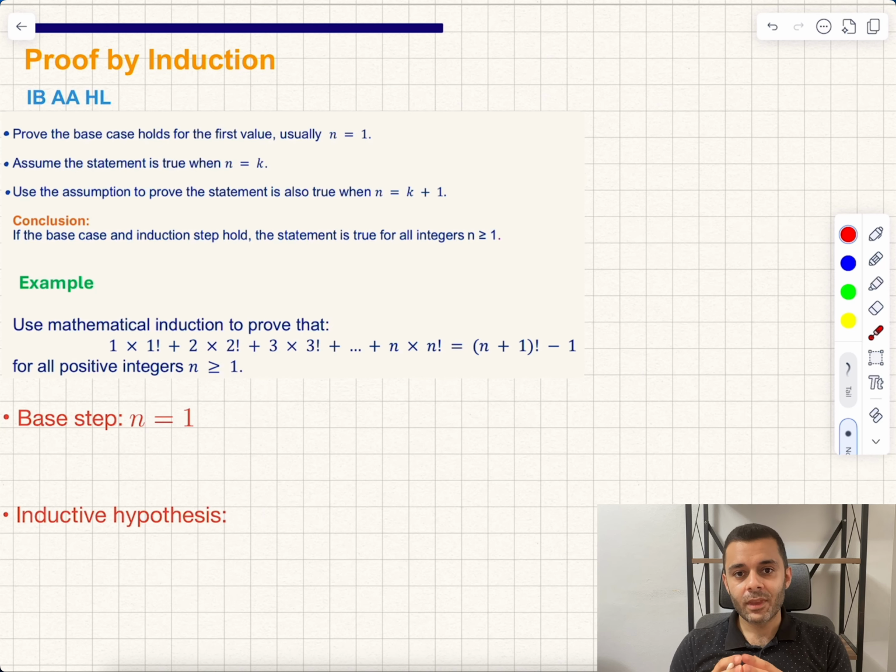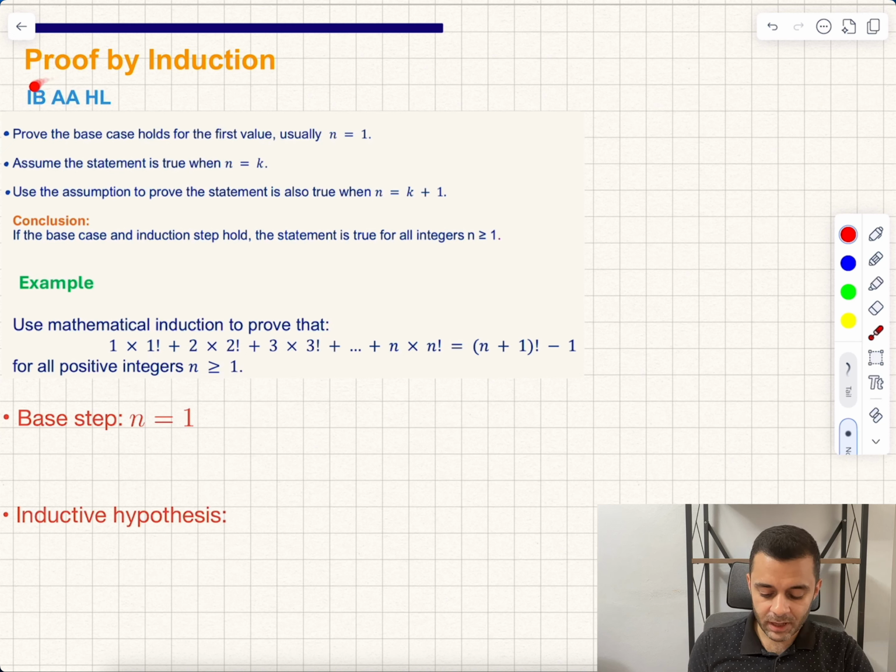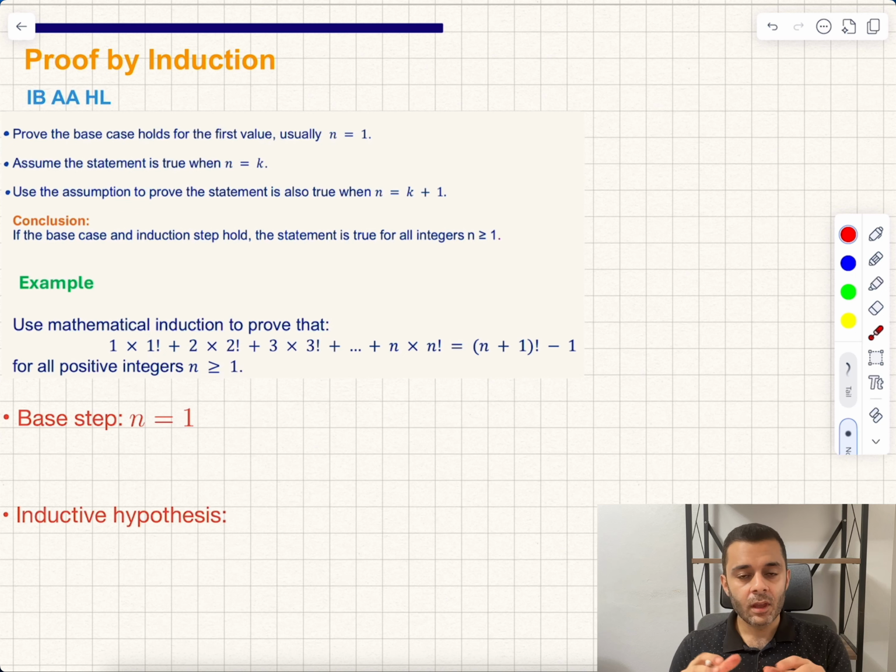Hi everyone! In today's lesson we will be studying mathematical proof by induction, which is a topic in the IB Math AA high level. Now, to prove statements by mathematical induction, you follow these three steps.